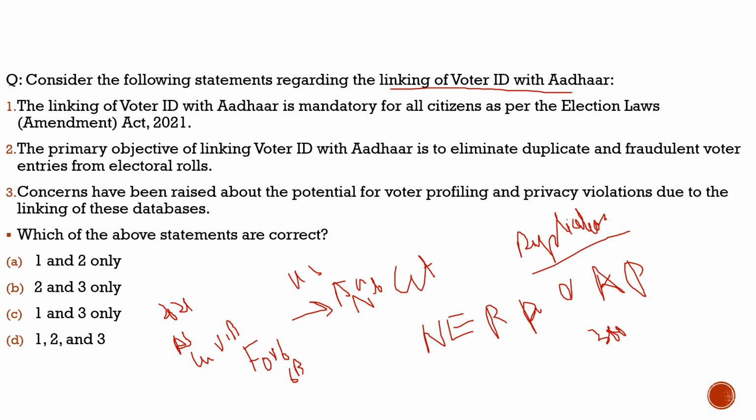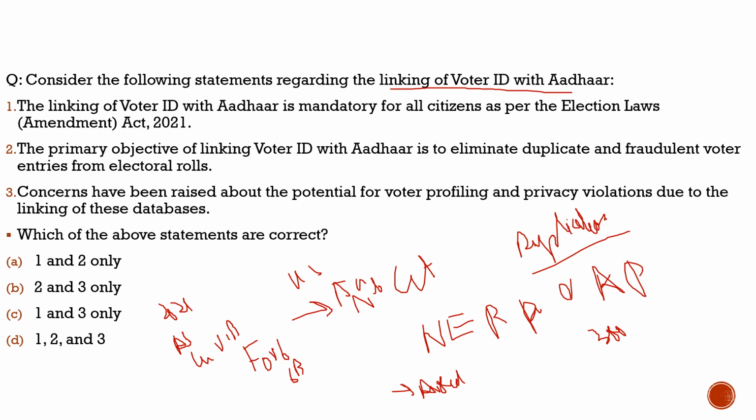The only importance, how it is going to benefit, is that it can avoid duplication. This we discussed in our previous class also. If we have the biometric representation with respect to that, if we have given our Aadhaar, it will definitely reduce the possibility of multiple voter IDs. It will also enhance transparency. So these are only a few advantages associated with linking of voter ID with Aadhaar, and there are various issues also.